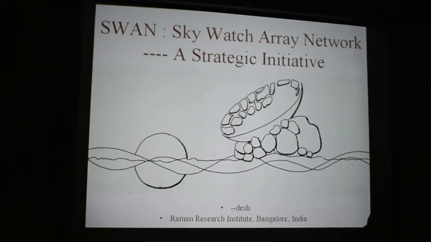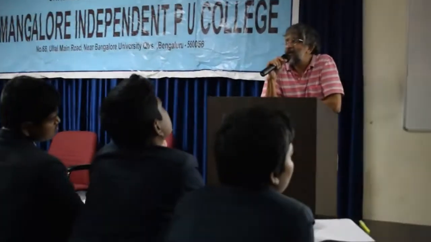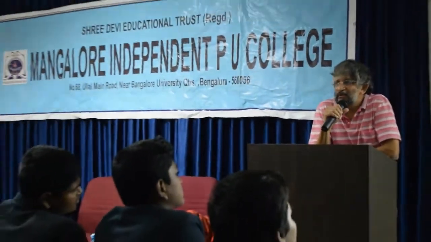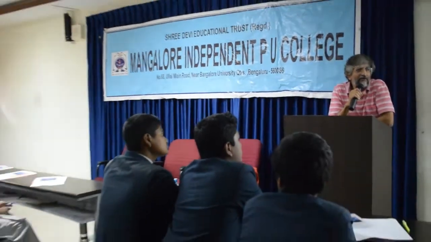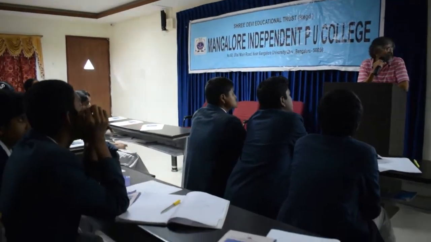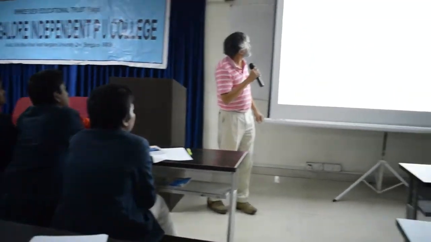For students to get an opportunity to dirty their hands and actually make real observations of the sky using equipment that is otherwise not available to them, Raman Research Institute has taken the initiative to set up an array of telescopes across India, where there will be instruments in individual colleges. Initially, the demonstration system will have 8 such instruments located in 8 different institutes across India.